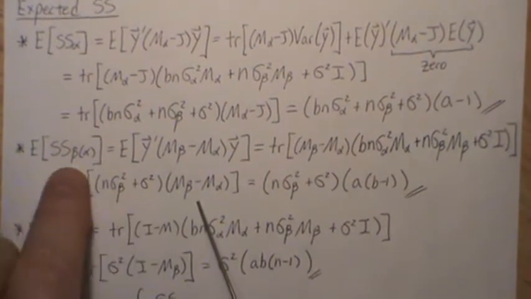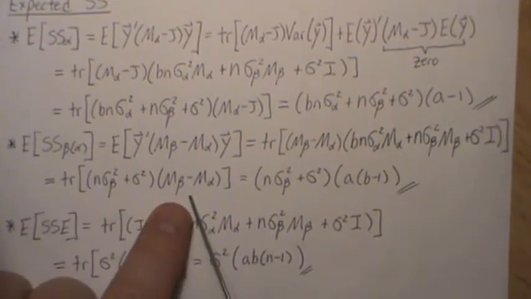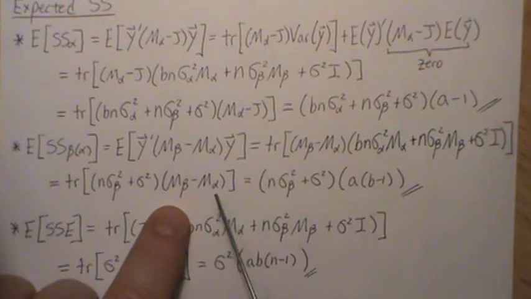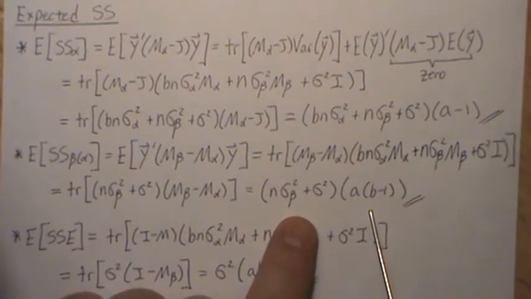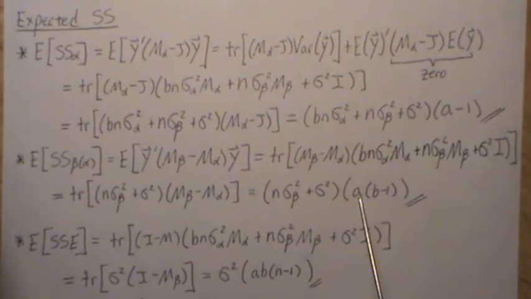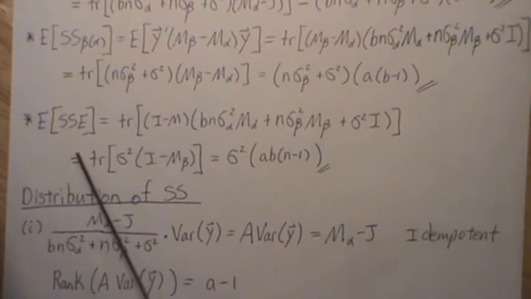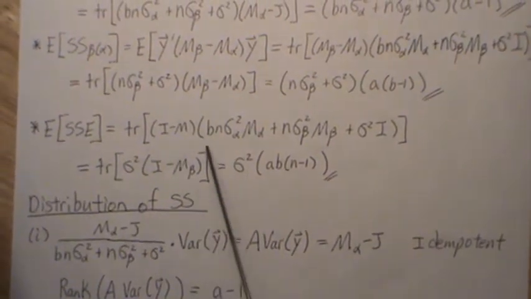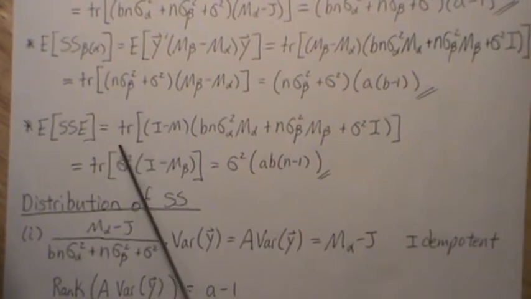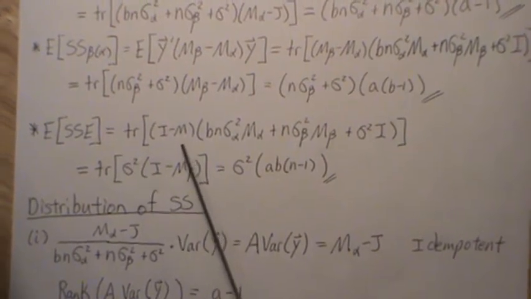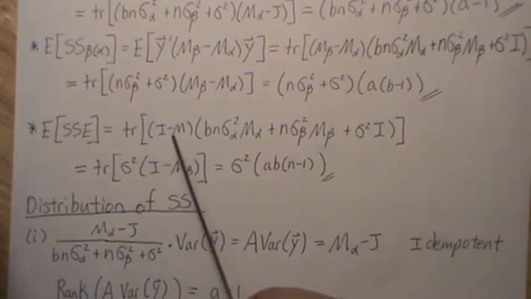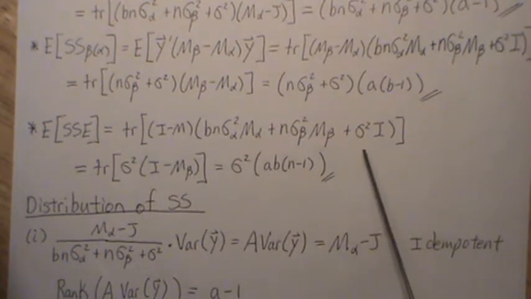This is constant, so it can come out front, and then the trace of this is going to be ab minus a, which is what we get here. And then now the expected value of the sum of squares there. Now remember, the sum of squares there, and I didn't write the quadratic form here, it's y transpose (I minus m) y. So then it becomes the trace of that matrix in the middle times the variance of y.